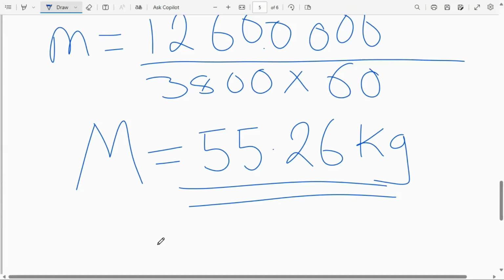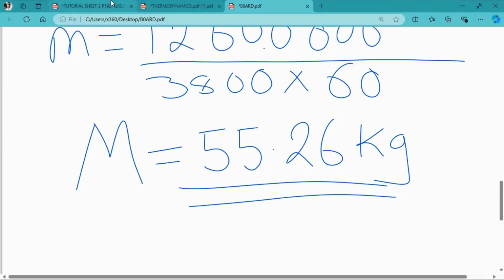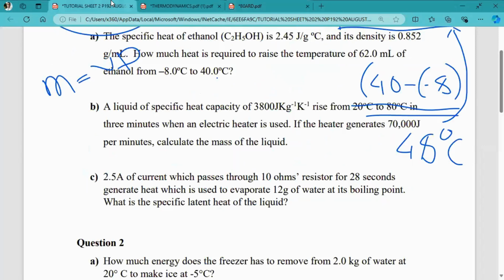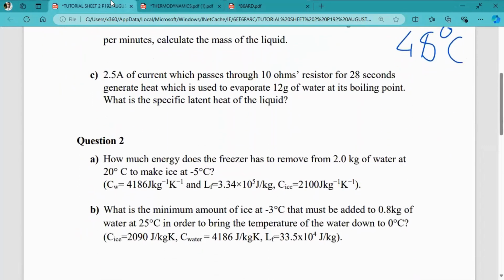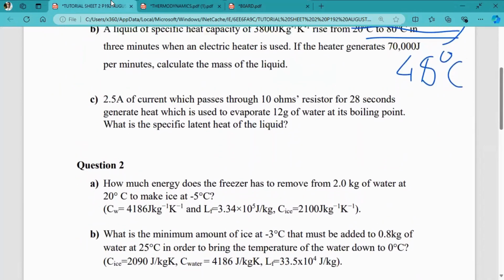Okay, so I hope this is clear once more. So that is going to be the mass of our liquid. So that was question 2, or question B rather. Then now let's go to the next question, which is question C.